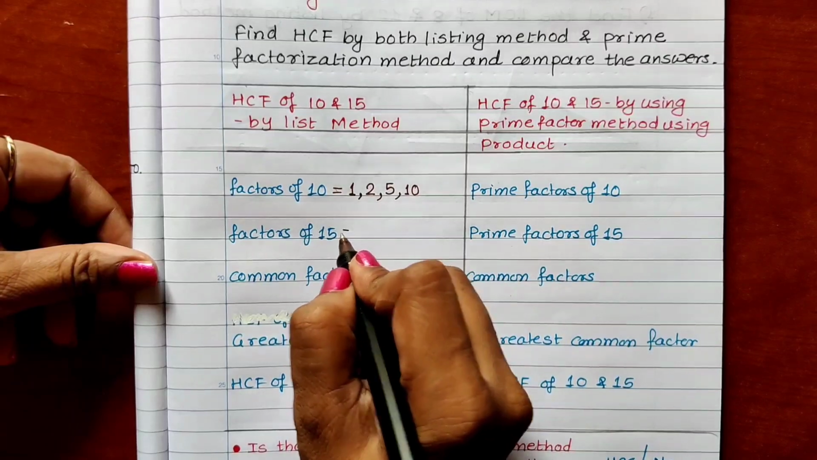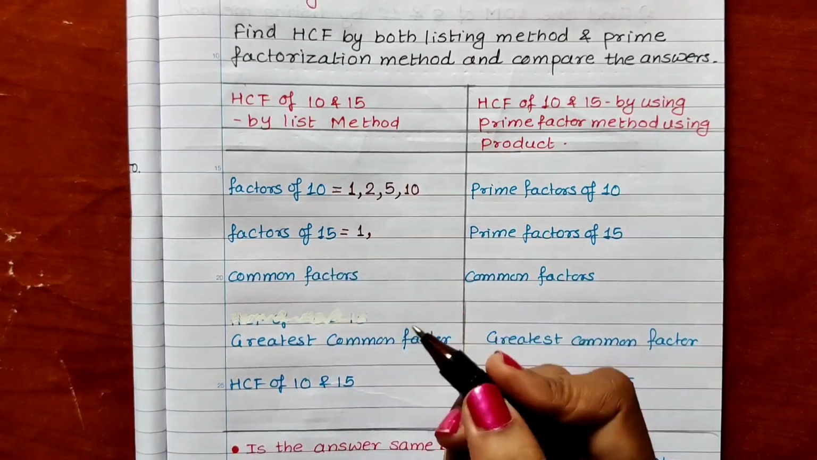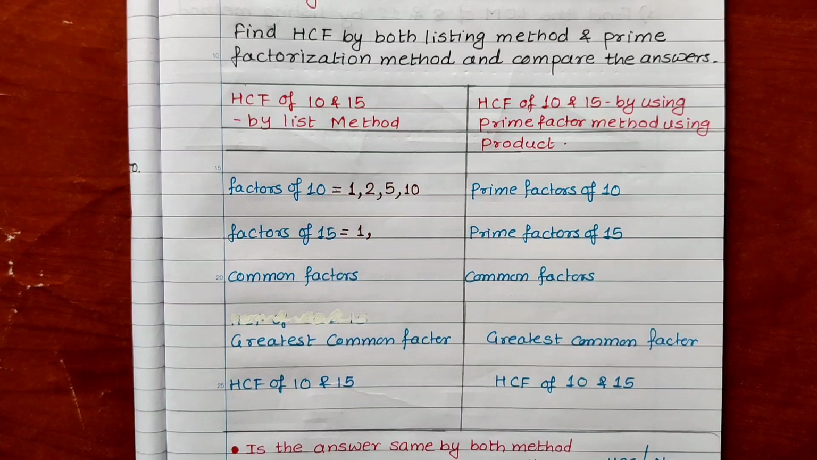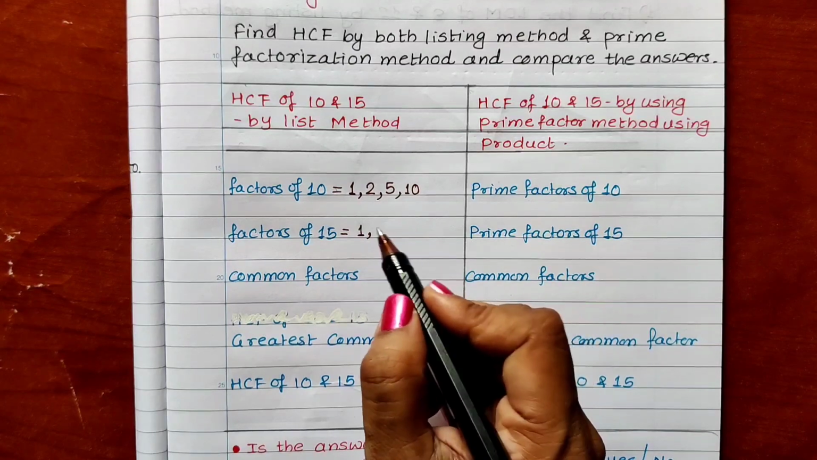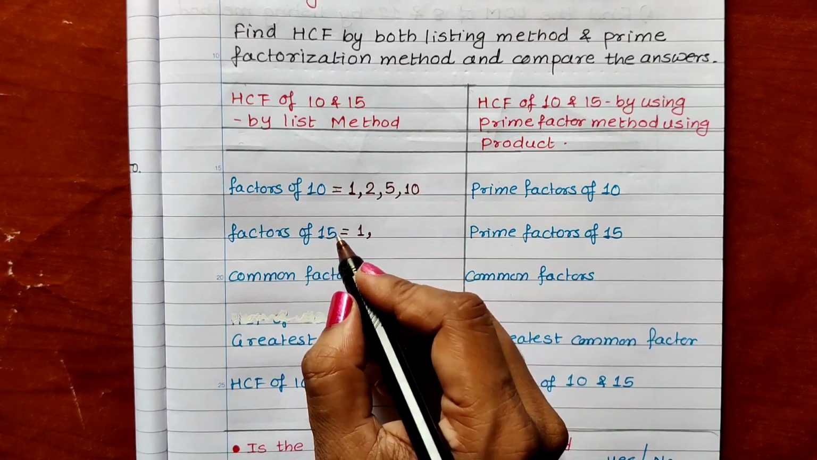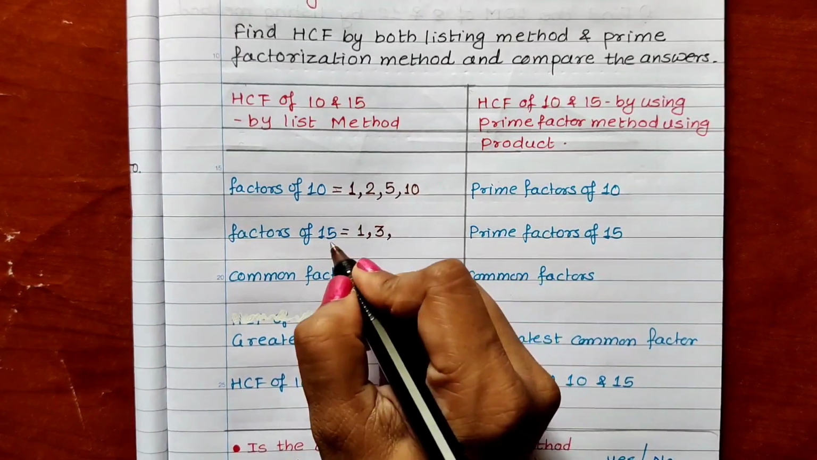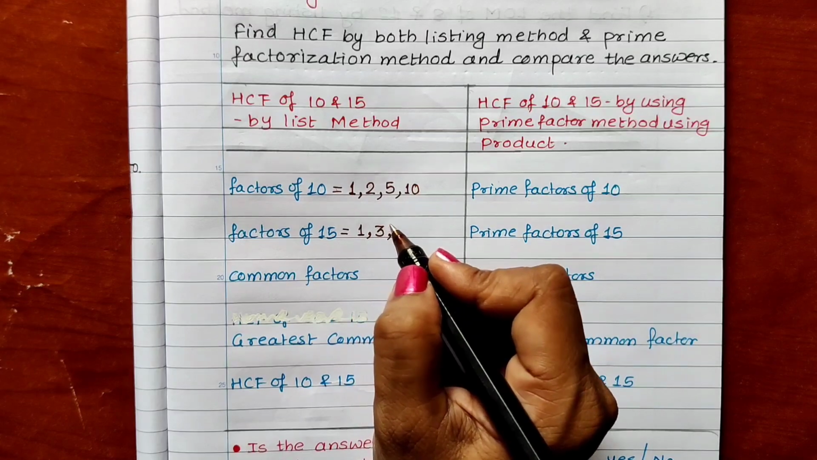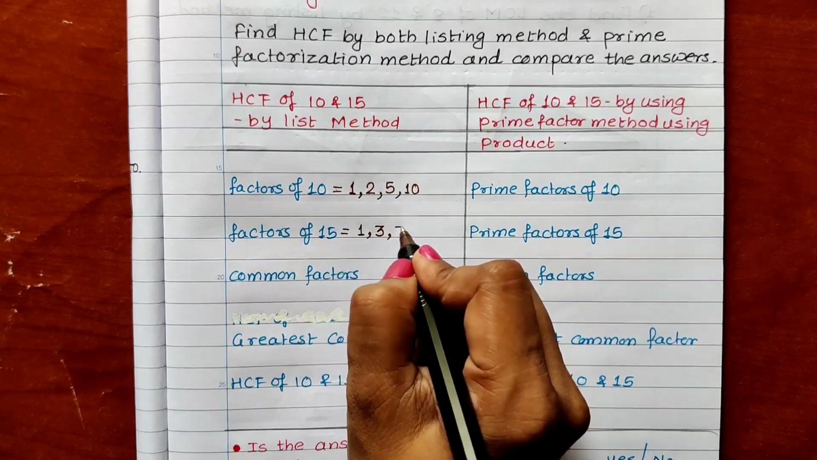Factors of 15. We can divide 15 by 1. We cannot divide by 2. We can divide by 2 but the remainder is not 0. We cannot divide 15 by 2 completely. We can say "completely". Okay, I will be using this word completely. We can divide 15 by 3 completely. We cannot divide 15 by 4 completely, but we can divide 15 by 5 completely.